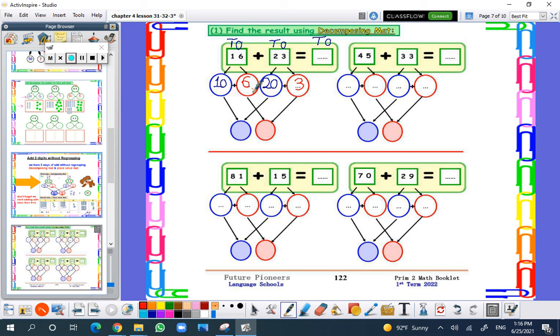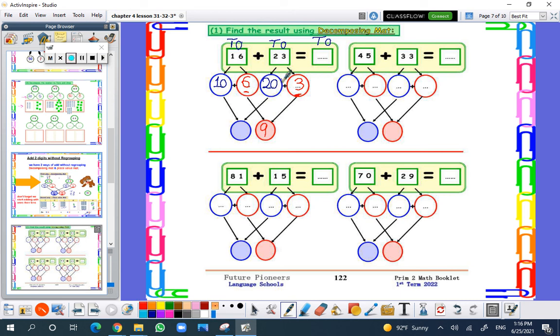I'm going to start adding with the ones. So 6 plus 3 equals what? Put 6 in my mind, 3 on my fingers. After 6: 7, 8, 9. So it will be 9, and I will write 9 on the ones. The red ball represents the ones, okay?